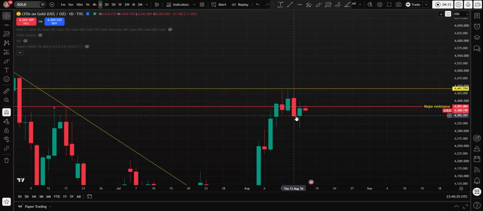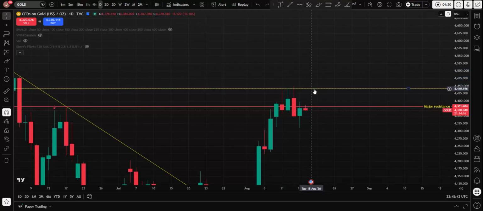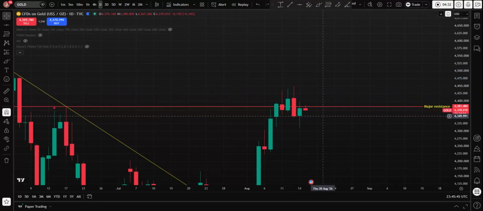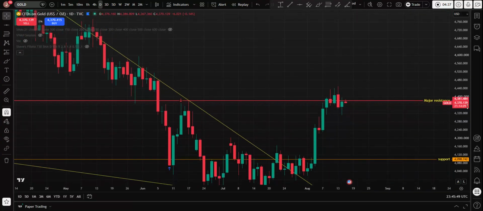Then we close back inside below. So we never confirmed. We never had a subsequent body close above the breakout high. This candle here, we wanted to see it like this, where we had a clear body close above the breakout high, and that tells us that's confirmation. And then the major resistance level should hold as major support. It flips, but we never did that, right? So right now we're back inside and underneath the major resistance level. So it's still resistance until we get confirmation.